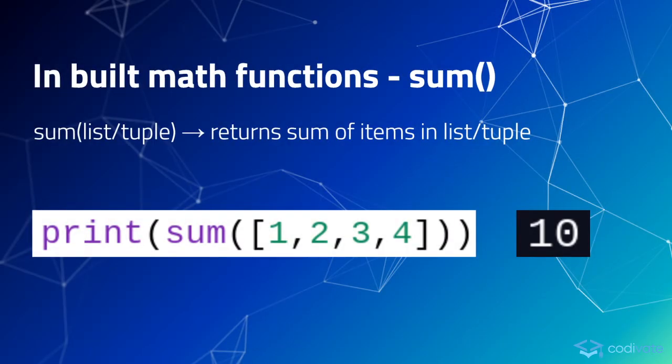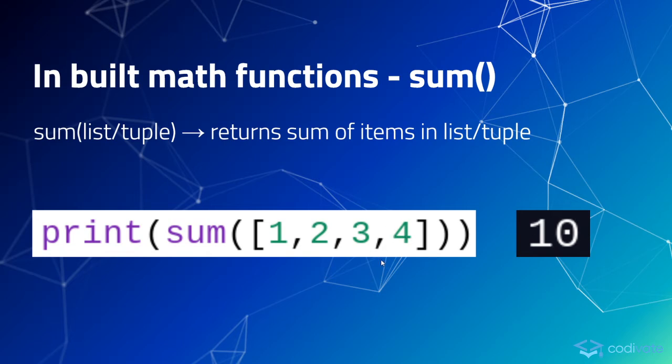This one is another useful inbuilt method. It is called sum, and it returns the sum of the items in a list or tuple. For example, if I were to print the sum function called on this list of numbers here, 1, 2, 3, 4, our output is 10. We can confirm this. 1 plus 2 is 3, plus 3 is 6, plus 4 is 10. So that's what we have here.